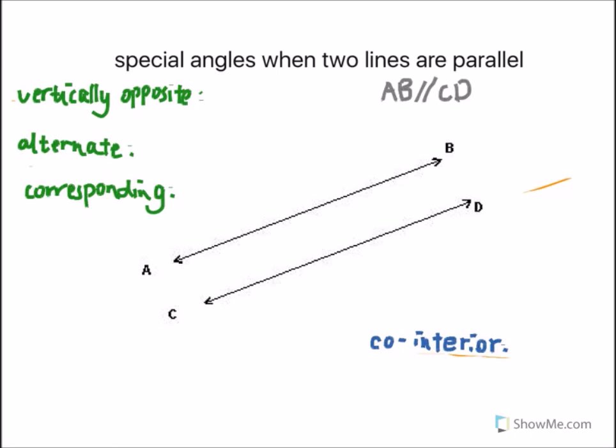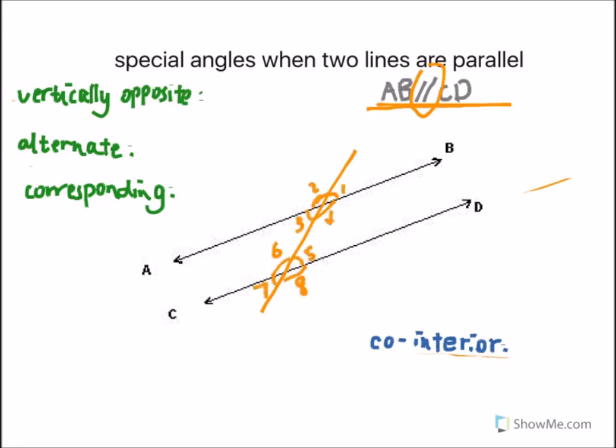So we can see in this case that line AB and line CD are parallel. This is the parallel symbol. What we have to do first is create another line that intersects the two parallel lines. And now we've got 8 angles. I'm just going to name them.